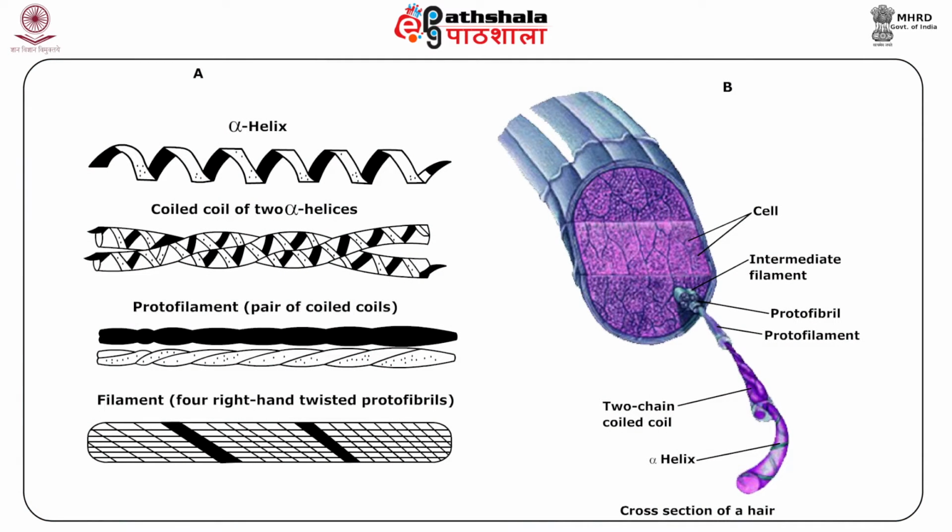Let's look at this figure. This is typically an alpha helix. We studied it in secondary structure. The further folding of two alpha helices is going to be called a coiled coil structure. This is a protofilament, which is shown as a pair of coiled coils, while the filament is going to contain 4 right-hand twisted protofibrils. Now this is how the structure of hair looks.